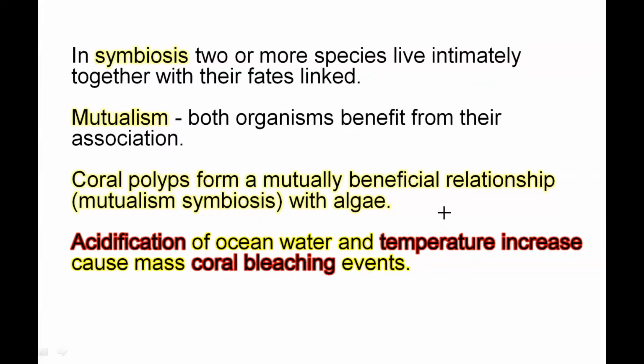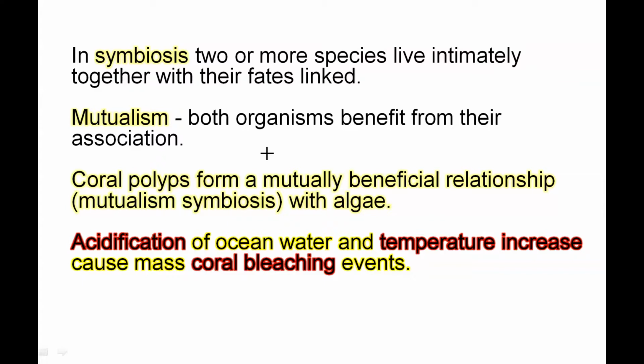So why is this a mutually beneficial relationship? Mutualism. Well, it's good for the algae because the coral polyp colony is their home, so to speak. Algae are capable of photosynthesis, and they can produce food in the process of photosynthesis that coral polyps can use, right? That's why this relationship is mutually beneficial for both coral polyps and algae.